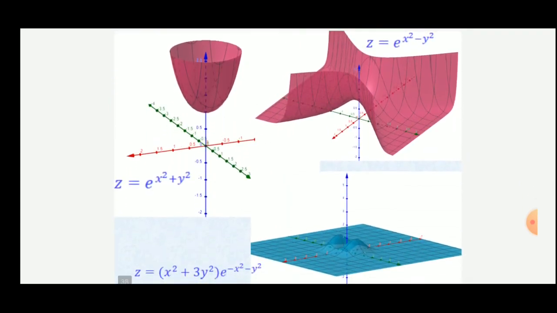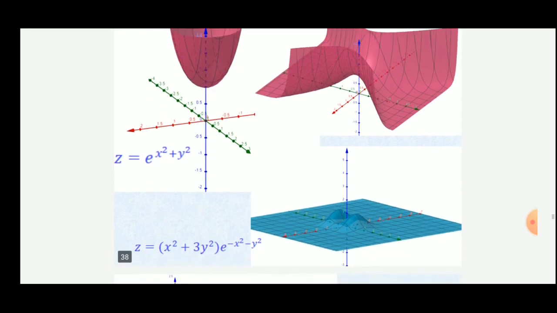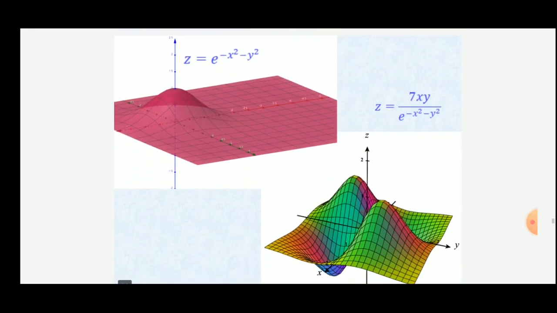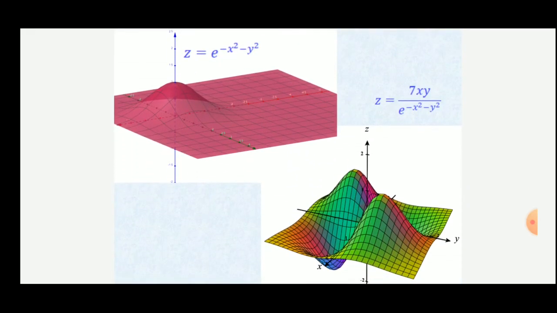So see these graphs: z equal to e raised to x square plus y square, and z equal to e raised to x square minus y square. These are defined everywhere. Then x square plus 3y square into e raised to minus x square minus y square. So the functions are defined everywhere. Then z equal to e raised to minus x square minus y square and z equal to 7xy upon e raised to minus x square minus y square. So observe these surfaces.